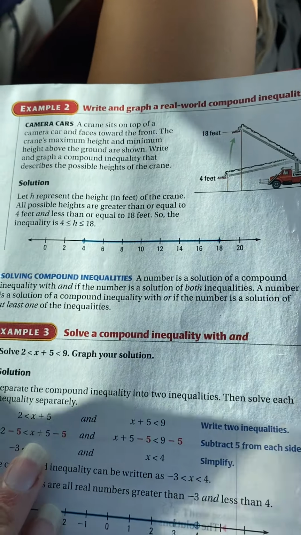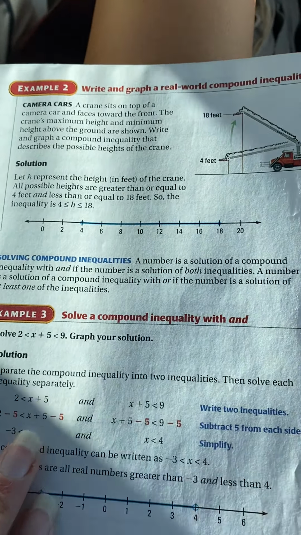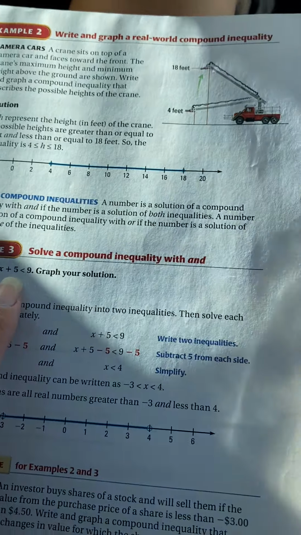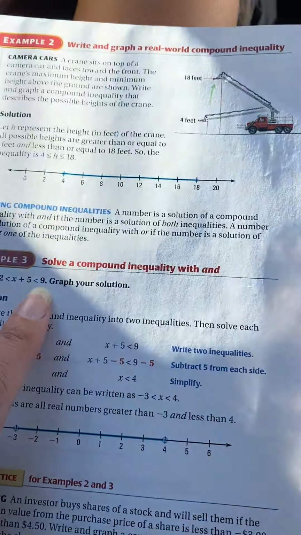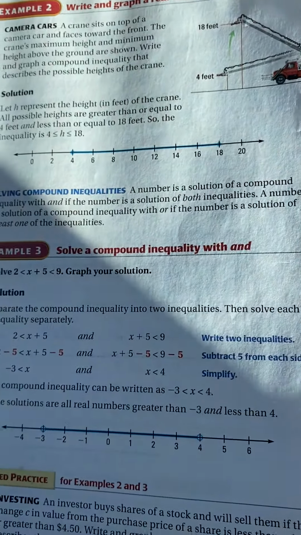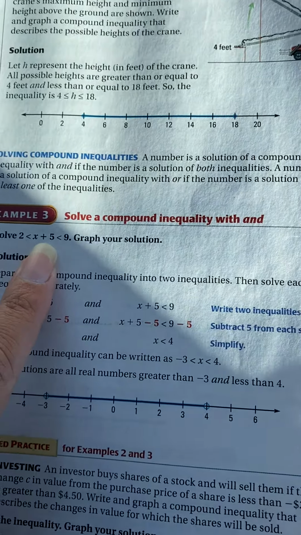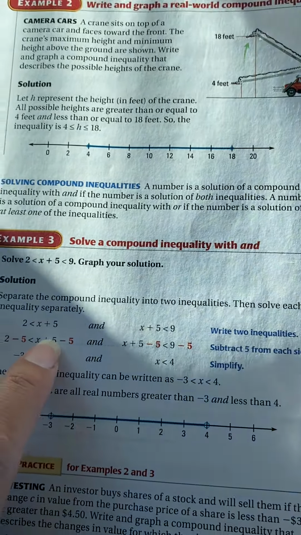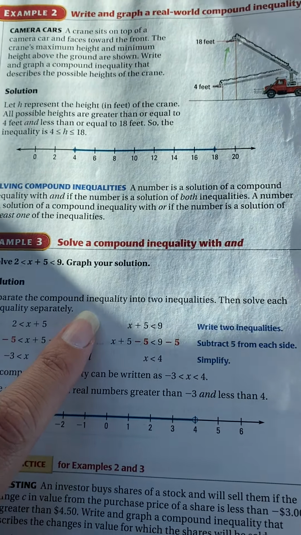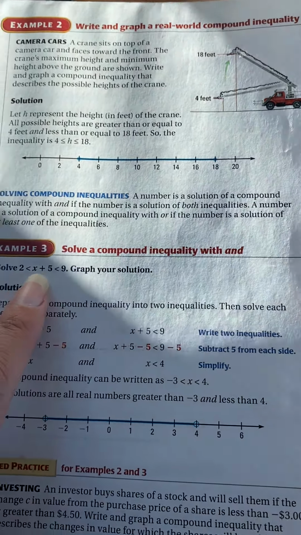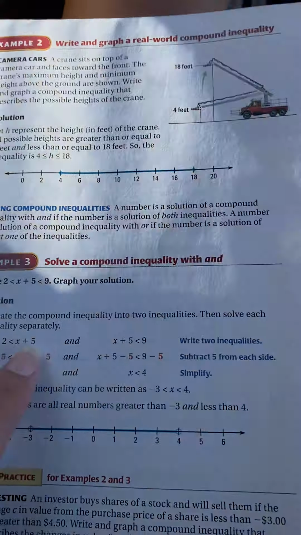A couple of real world problems, and here's this one. 2 is less than x plus 5, which is less than 9. So that's kind of an interesting one because we've got this x plus 5. What do we do with that x plus 5? This is called a compound. We can break it into 2.